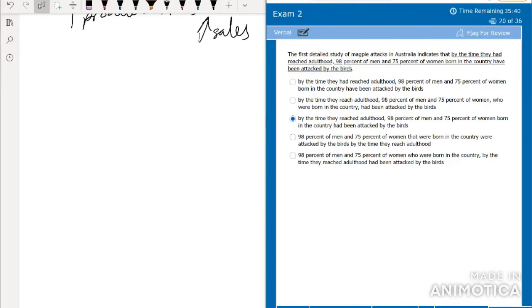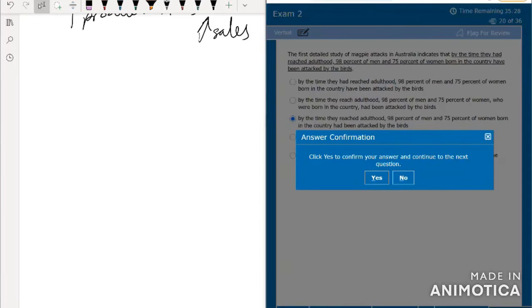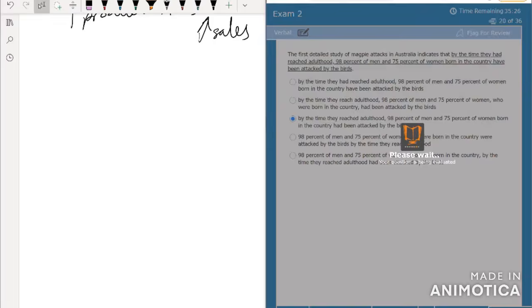Okay, so C and E are very similar. I don't see the use of "who were born in the country", so just "born in the country". Better. So I'm just going with C simply on a slight structure improvement, but not clear.